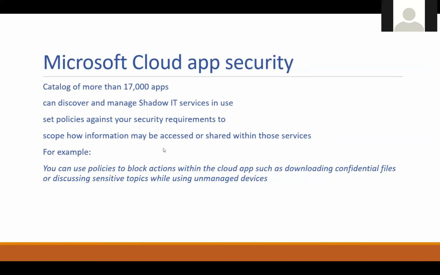And you could scope how information may be accessed or shared with those services. So you can, for example, use policies to block actions within the cloud apps, such as downloading confidential files or discussing sensitive topics while using unmanaged devices. In this integration again, you can have custom integrations that you configure yourself, or you can use one of the catalog of 17,000 different apps that Microsoft has already pre-configured.